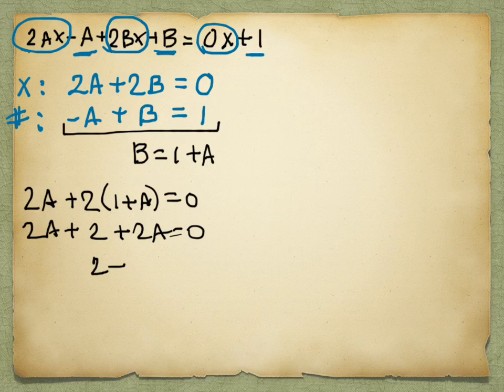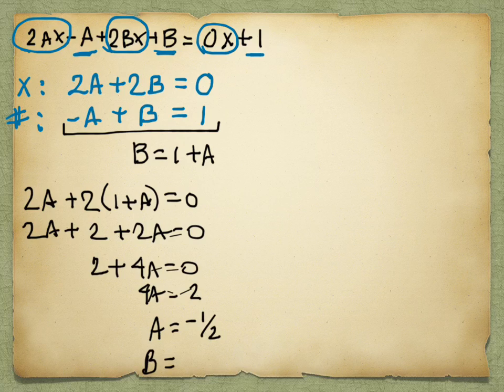Somebody said 2 plus 4a equals 0. Then what? 4a is negative 2. So what is a? A is negative 1/2. Sorry, my negative's not very large. Let's try that again. All right. A is negative 1/2. What's b? It's 1 plus that. So what is 1 plus negative 1/2? It's 1/2.